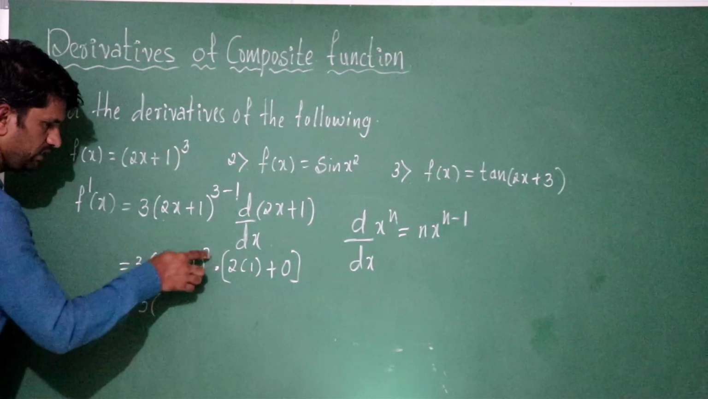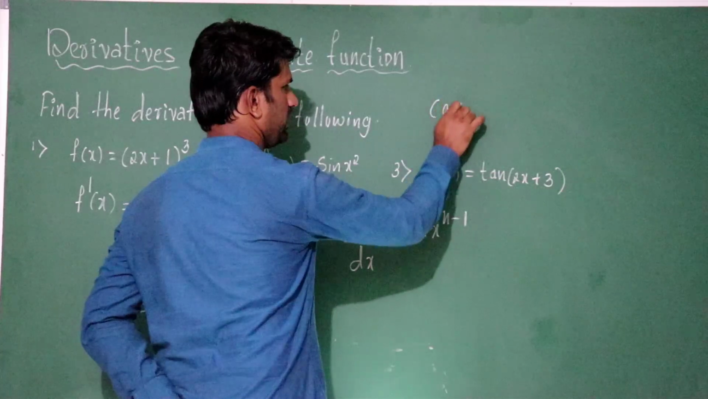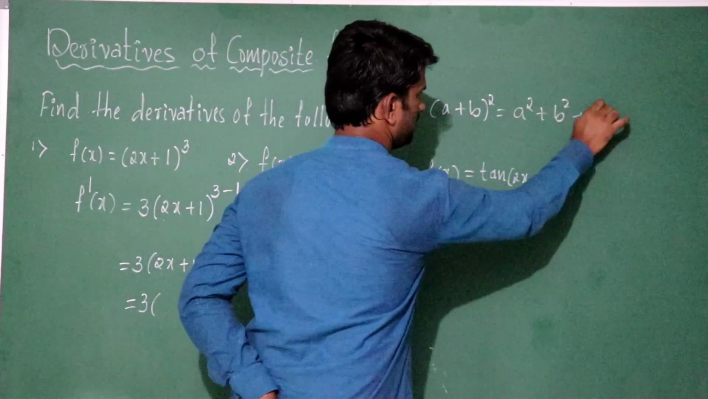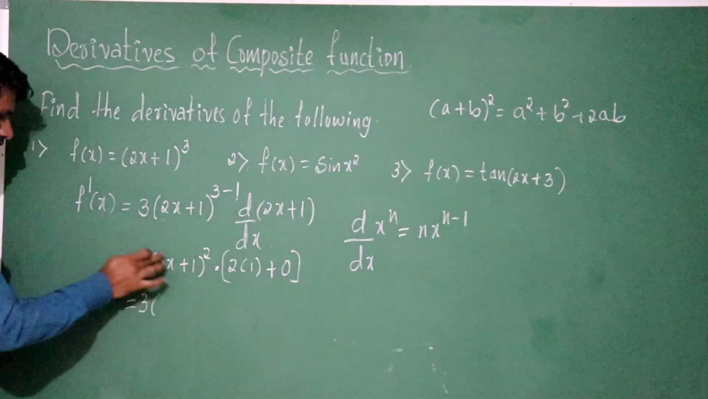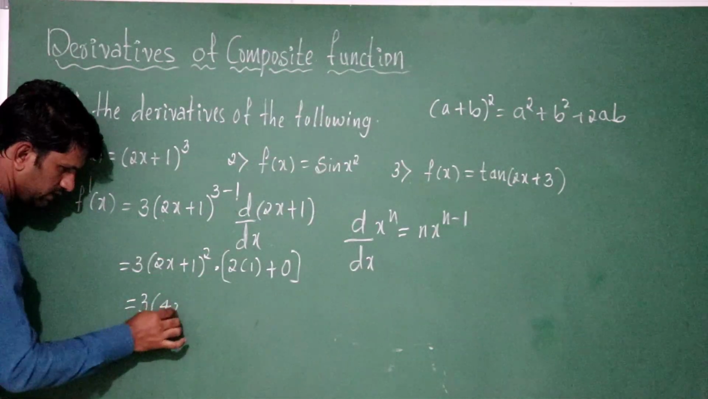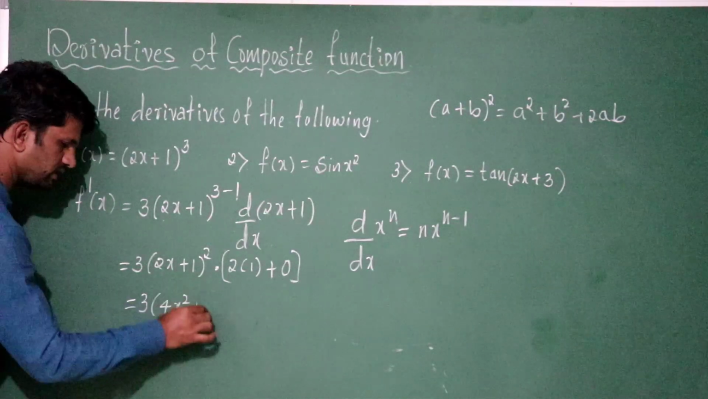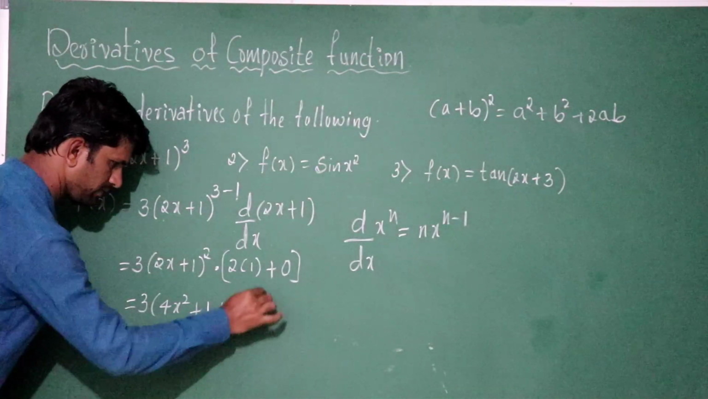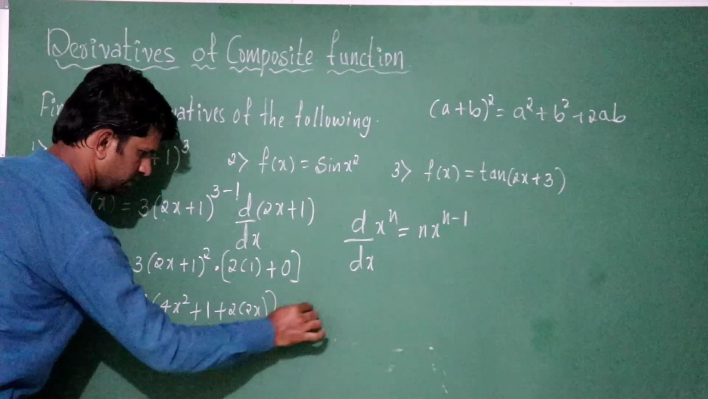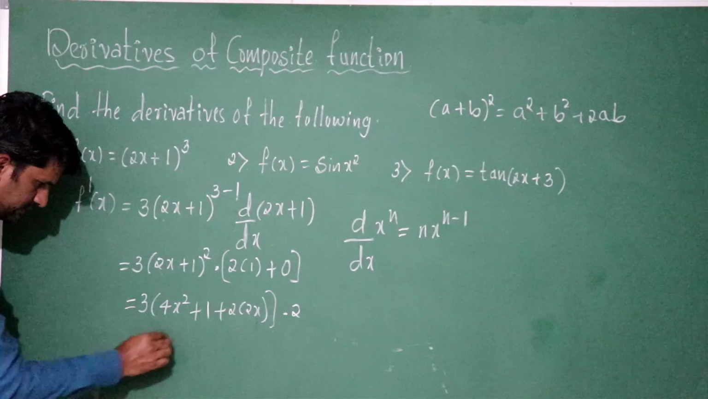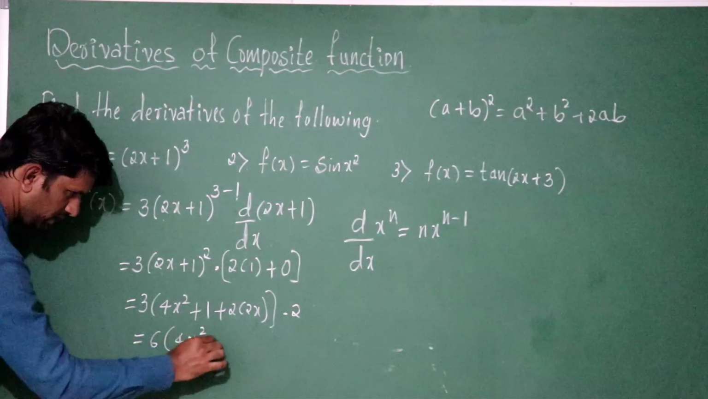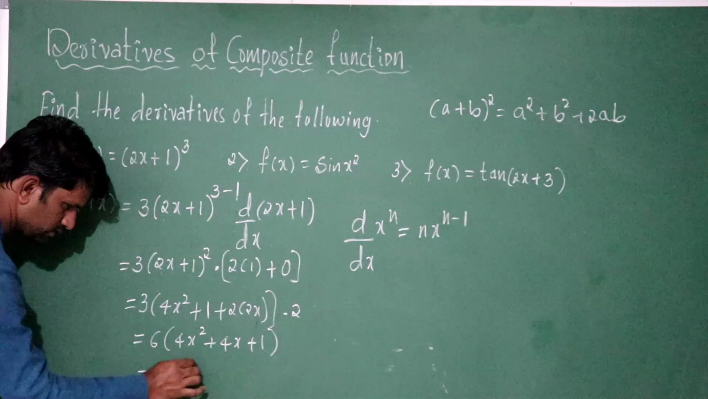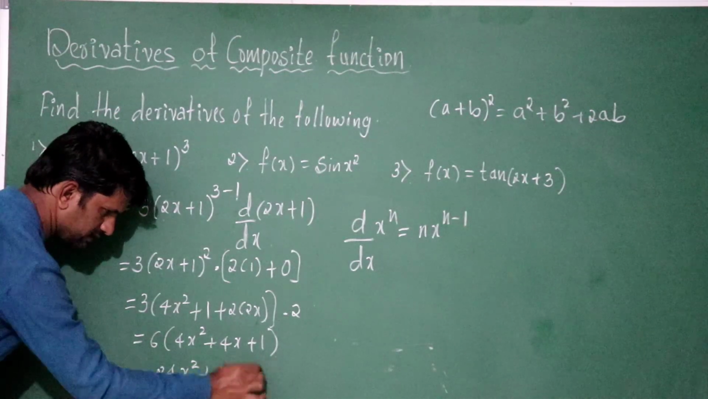Now use the formula: a plus b whole square is equal to a square plus b square plus 2ab. What is a square? The square of 2x is 4 x square, plus the square of 1 is 1, plus 2 times 2x into 1, which is 4x. 2 threes are 6, so 6 into (4x square plus 4x plus 1).